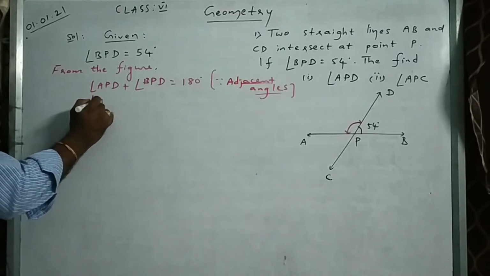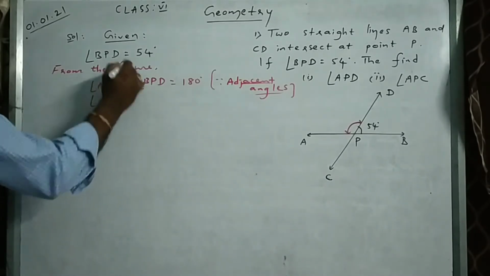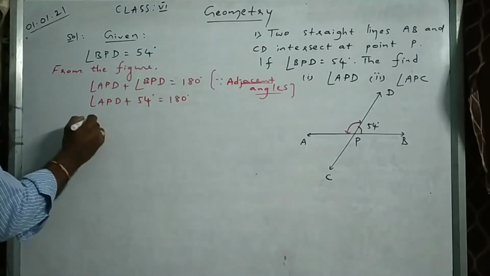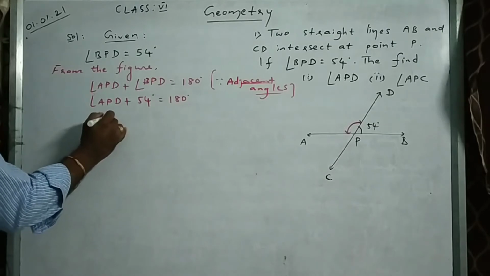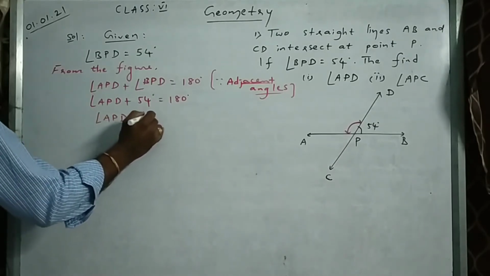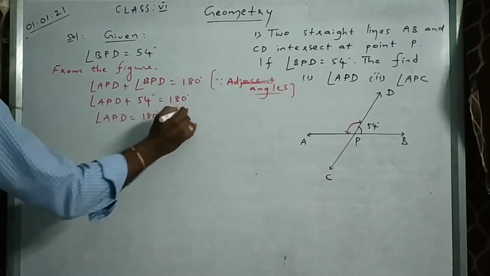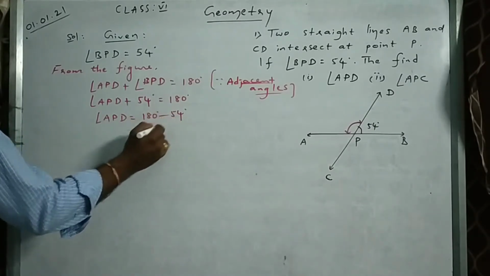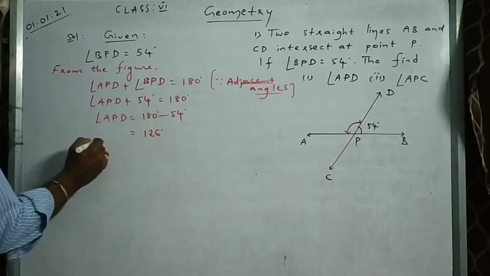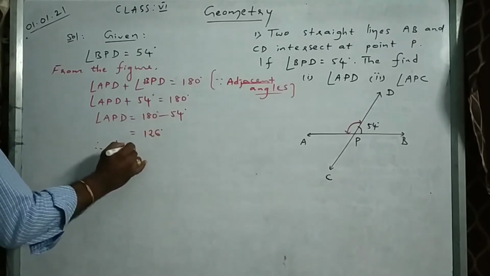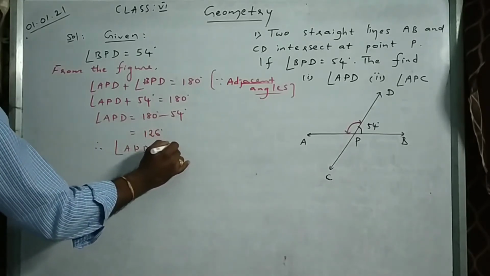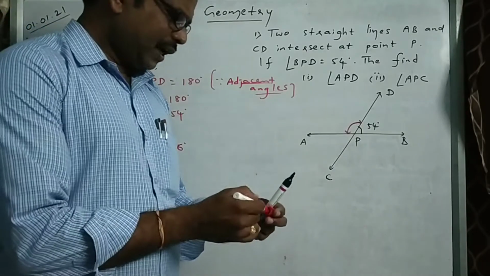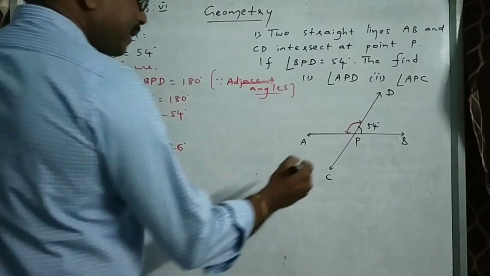So angle APD plus angle BPD, how much are we given? 54, equal to 180. Now I want APD equal to 180 minus 54. So how much will you get? 10 minus 4 is 6, 7 minus 5 is 2, 1. So angle APD equals how much? 120 degrees.